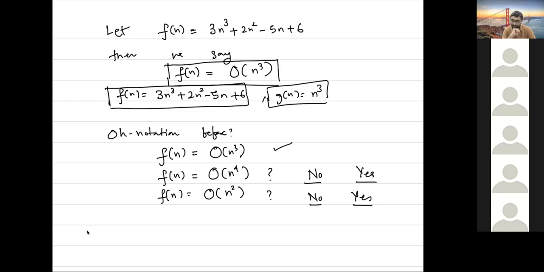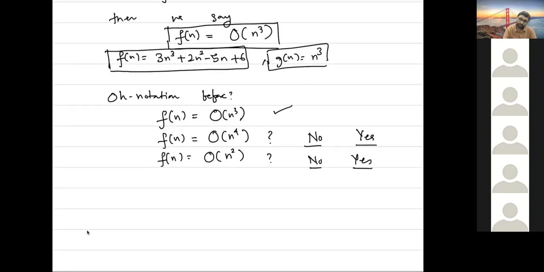Sir, n4, the one above, can be bounded by n3, but n2, the one below n3, cannot be inside it. Okay, so the answer is yes for this one and no for this one, right? Sir, is the reason because it's an upper bound, that's why?